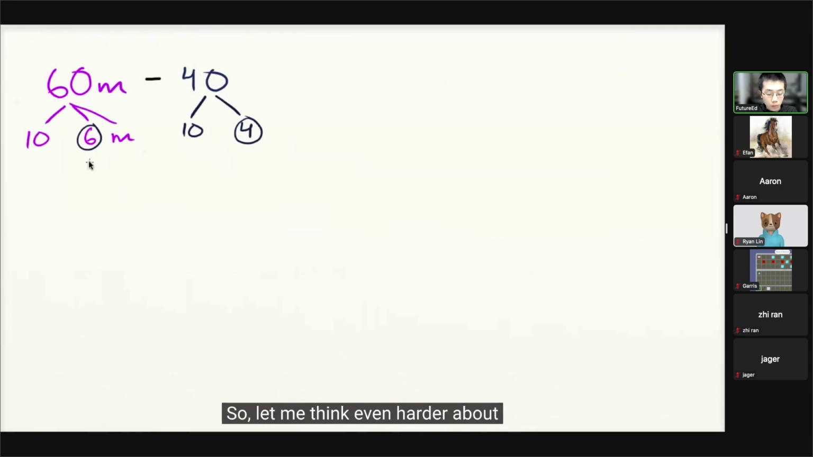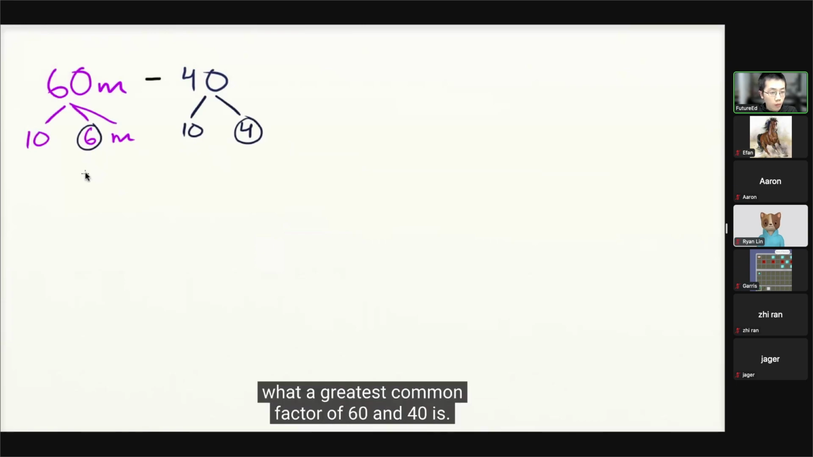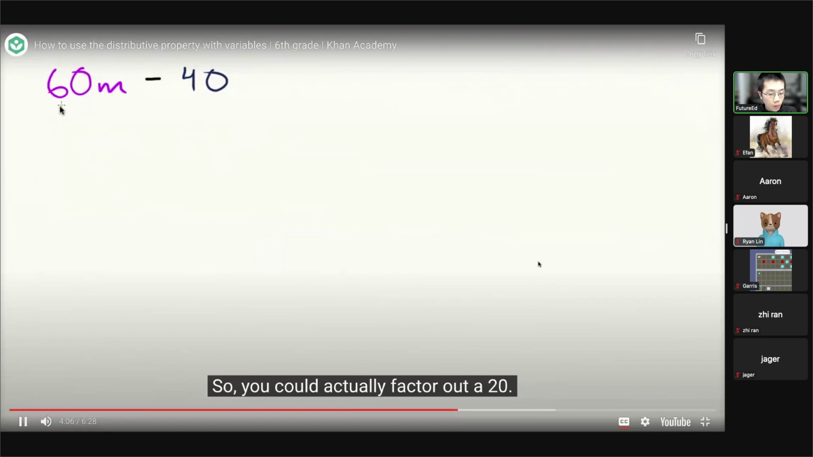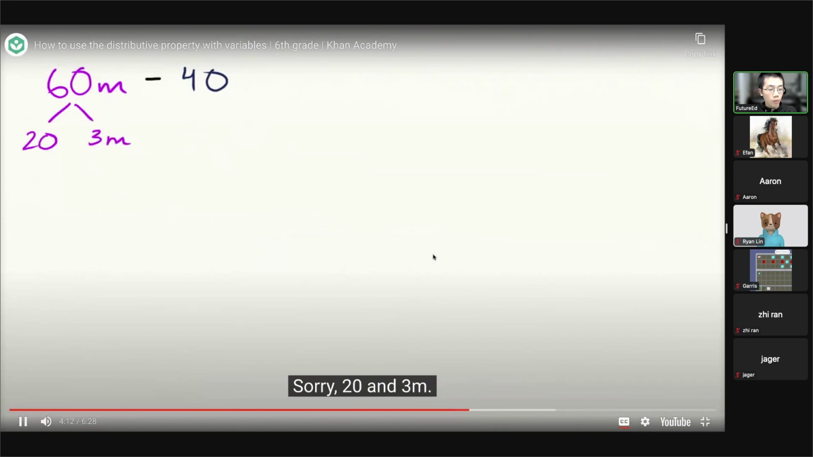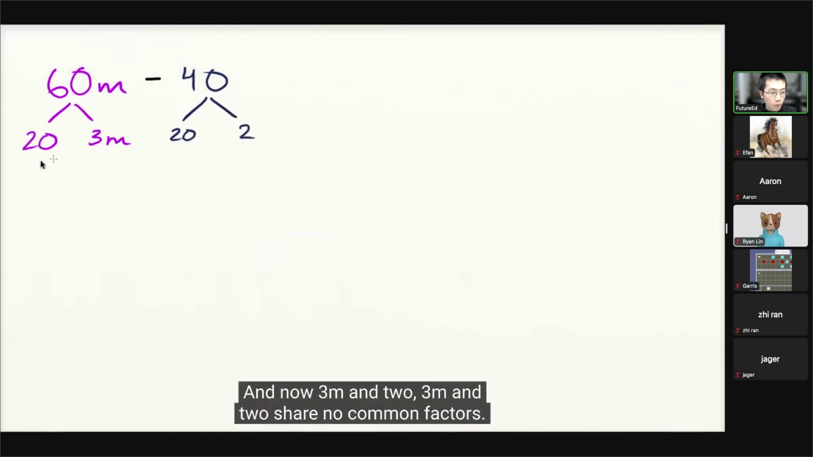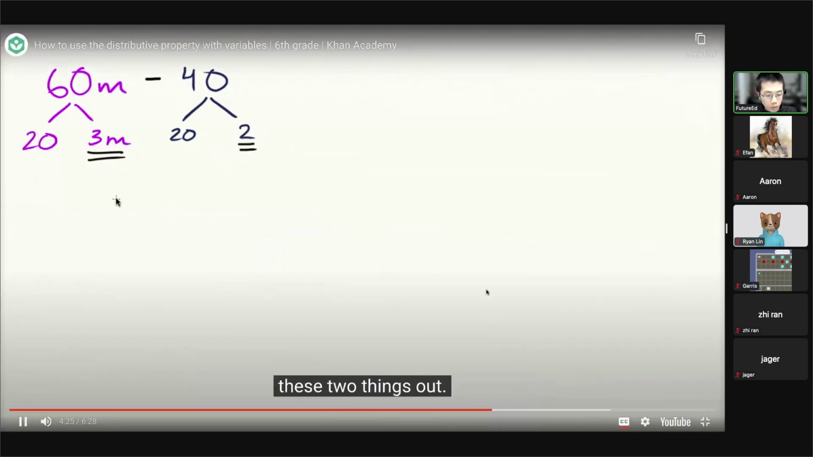So let me think even harder about what the greatest common factor of 60 and 40 is. Well, 2 times 10 is 20, so you could actually factor out a 20. So you have 20 and 3m, sorry, 20 times 3m, and 40 can be factored into 20 times 2. And now 3m and 2 share no common factor, so you know that you have fully factored these two things out.